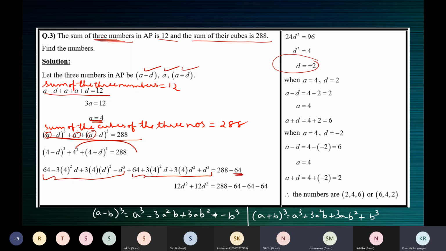When A is 4, A has only one value. A is 4, D is plus 2. A is 4, D is minus 2. So under these two cases, we find the values of A minus D, A and A plus D. So the three numbers are 2, 4, 6 or 6, 4, 2. You can see it here.